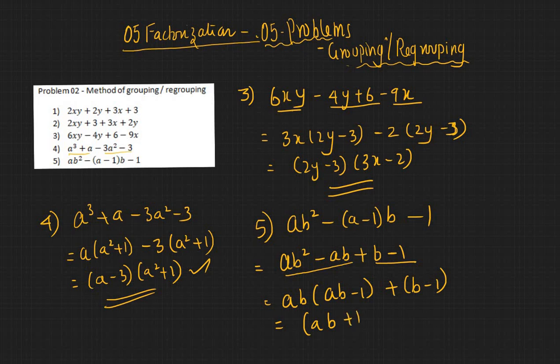Sorry, this is b. So that's ab into b minus 1, plus 1 into b minus 1, right? So that's ab plus 1 into b minus 1. So that's the solution for this fifth question.